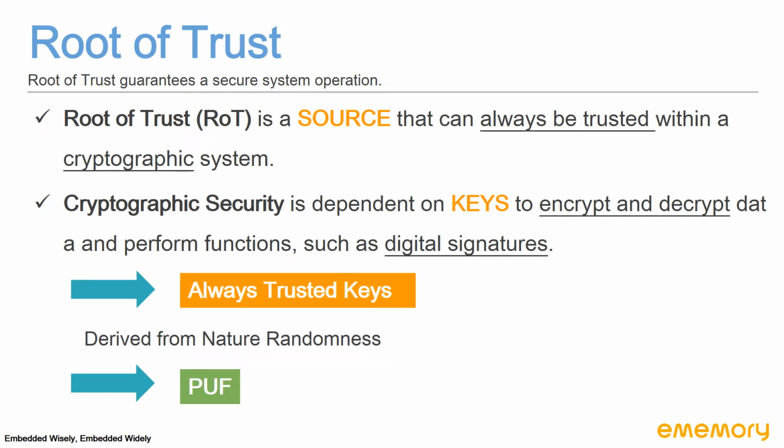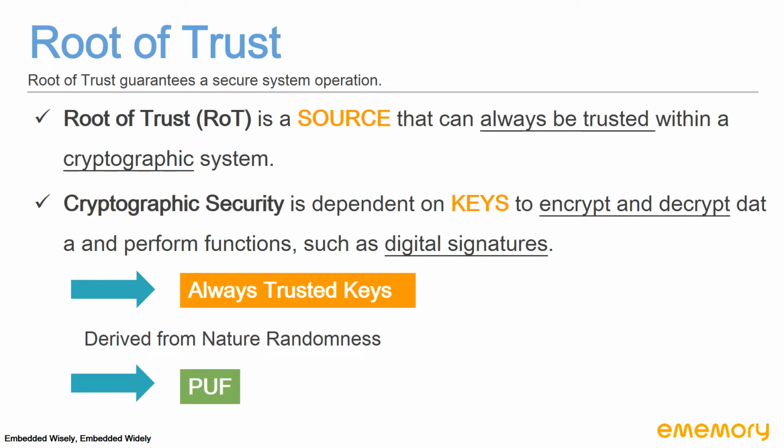And what is a cryptographic system? Cryptographic security depends on keys to encrypt and decrypt data, and also to perform functions such as digital signatures. So from these two statements, we know that the most important thing for a system to be secure is to have an always trusted key in the system. So what can be an always trusted key?